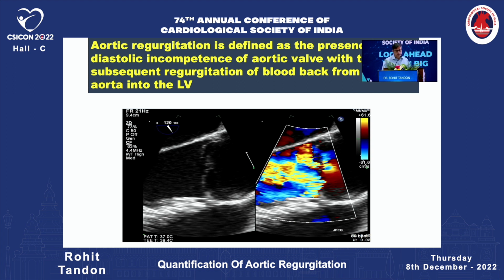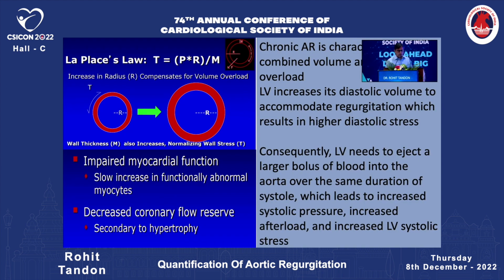Aortic regurgitation is defined as the presence of diastolic incompetence of the aortic valve with subsequent regurgitation of blood back from the aorta into the left ventricle. What are the pathophysiological features in chronic aortic regurgitation?